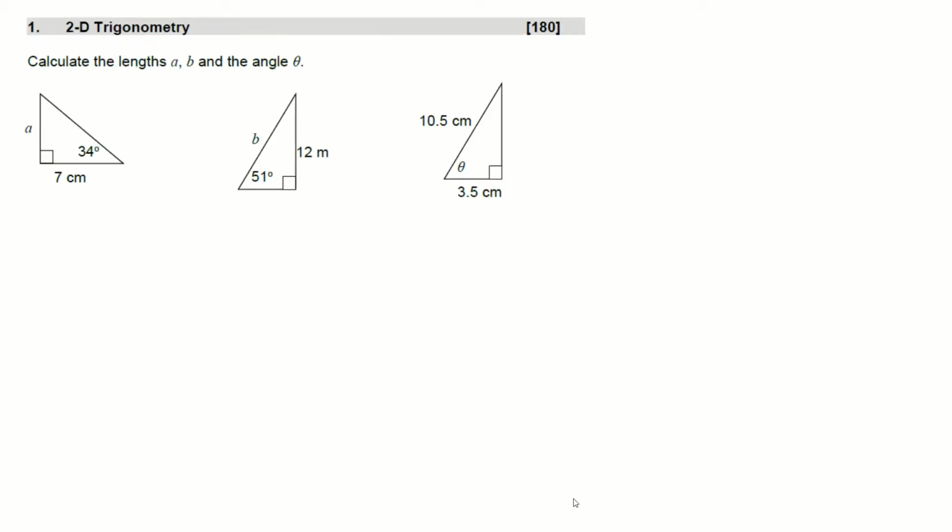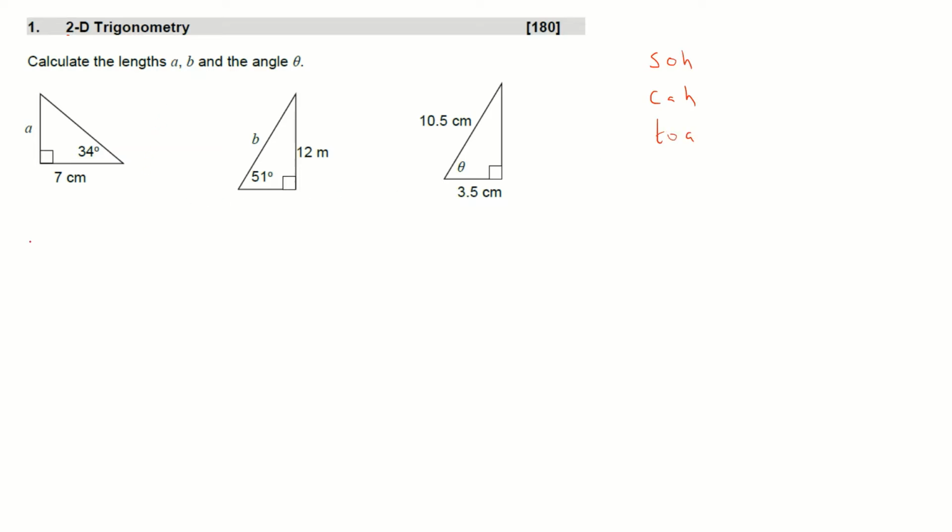First question, 2D trigonometry. Okay, so let's just put that heading in. All right, and then come back when you're ready to have a go at these questions. Okay, welcome back. Remember, standard trigonometry in right angle triangles is all about sine, cos, and tan. I always use the mnemonic SOHCAHTOA to remind me about what's going on.